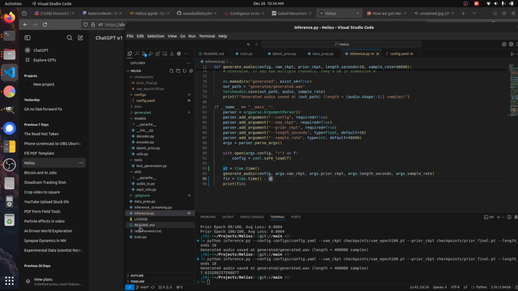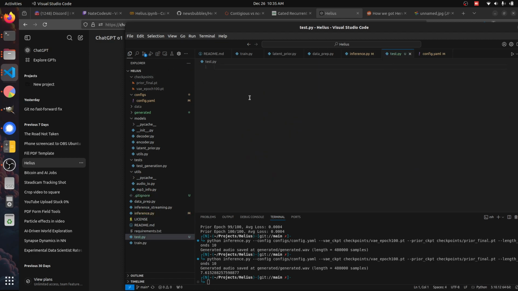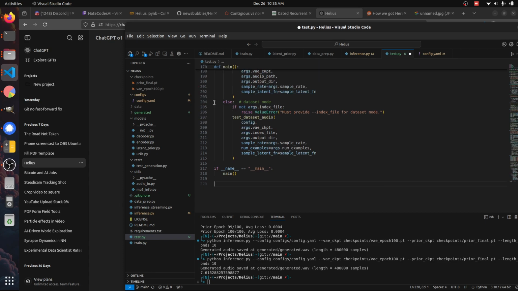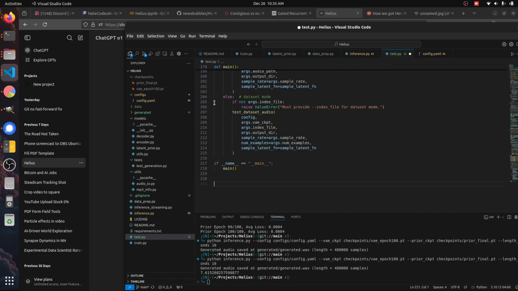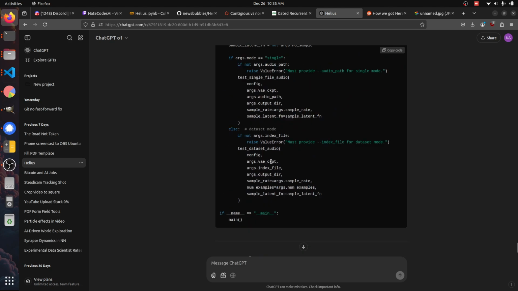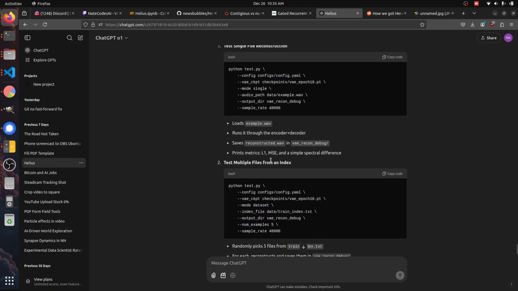Okay, so this is going to be my test script. Test.py. Okay. All right, and I feel like I've got to put in here these comments that were given for further down, the usage examples.